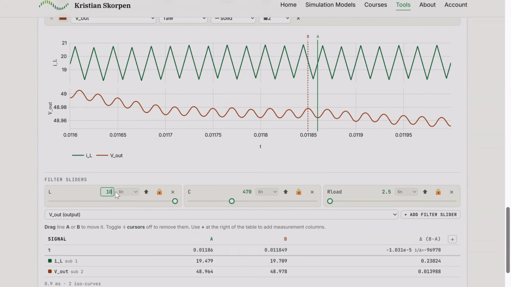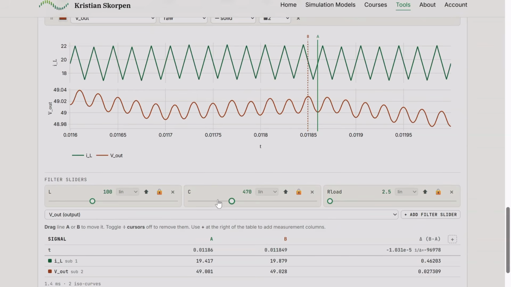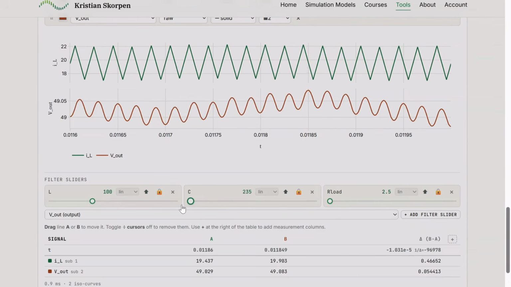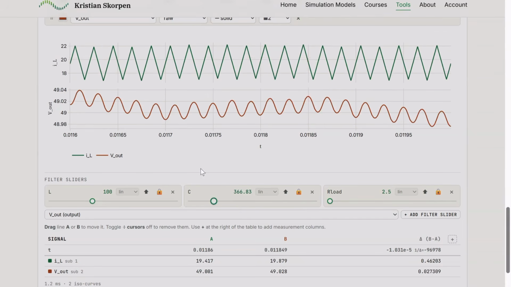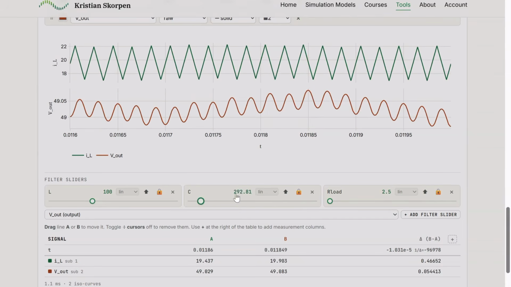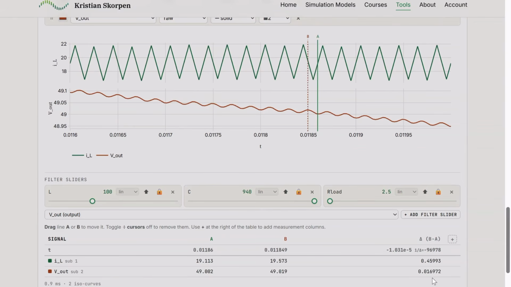Now if we put this back to 100, we can have a look at what happens when the capacitor changes. You can see that the capacitor basically doesn't change the current. If you look at the current, the axis doesn't change at all. While you can see that it changes the magnitude of the ripple for the output voltage. If I drag it all the way down, I get 0.5. Then if I increase it, I get 0.17. So by increasing the capacitance, you reduce the ripple of the voltage.